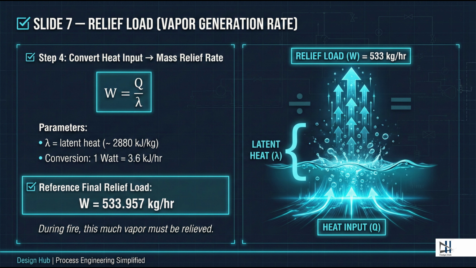Now, once we know the heat input, we convert that into mass relief rate. So basically, heat causes liquid to boil, and boiling produces vapor. The vapor generation rate is calculated using heat input divided by latent heat of vaporization. And after conversion, the total relief load becomes around 534 kilograms per hour. Meaning, during fire, PSV must release 534 kilograms per hour of vapor to protect the vessel.